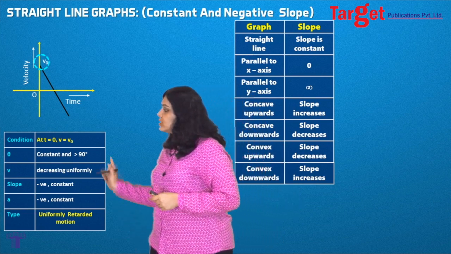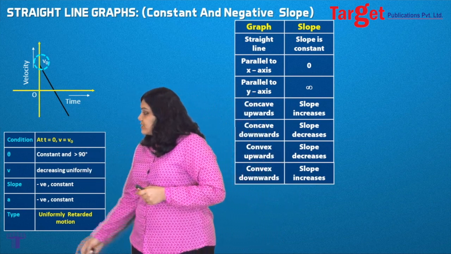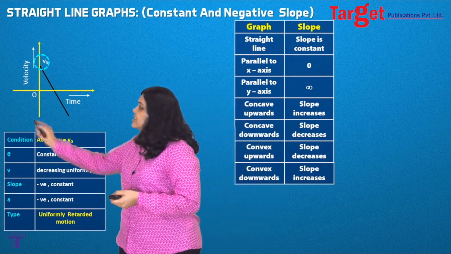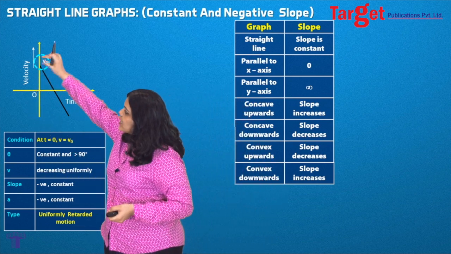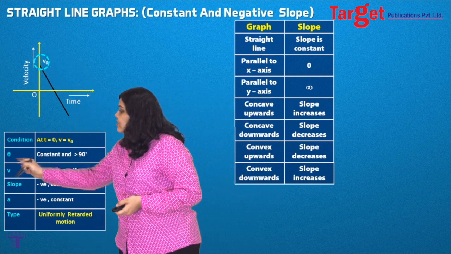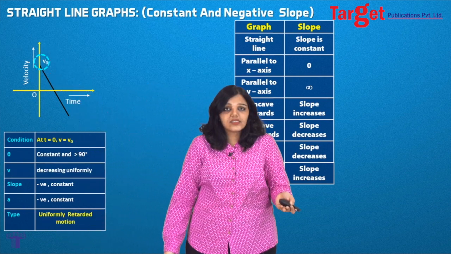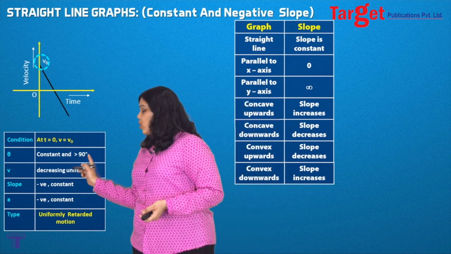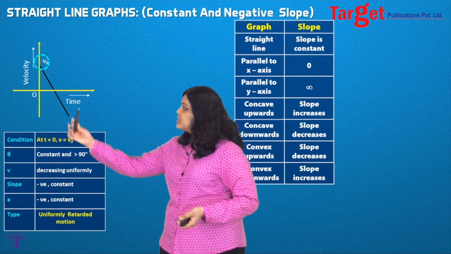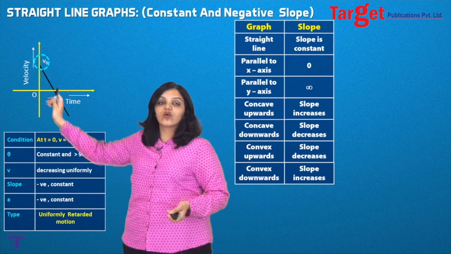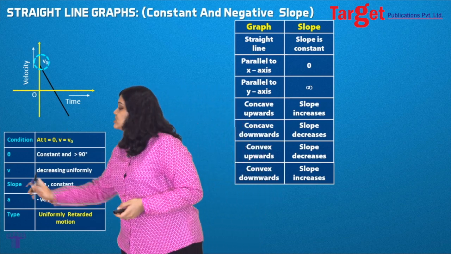Let's see if we understood the properties of this graph. The condition says at t is equal to 0, v is v naught, which is pretty obvious. At t is equal to 0, you have this intercept. You can see v is v naught at t is equal to 0. What about the angle? Is the angle constant? Yes, it's a straight line. The angle is going to be constant. But what about acute or obtuse? It is definitely obtuse. As you can see, the angle it makes with the x-axis is definitely more than 90. So you have an obtuse angle.